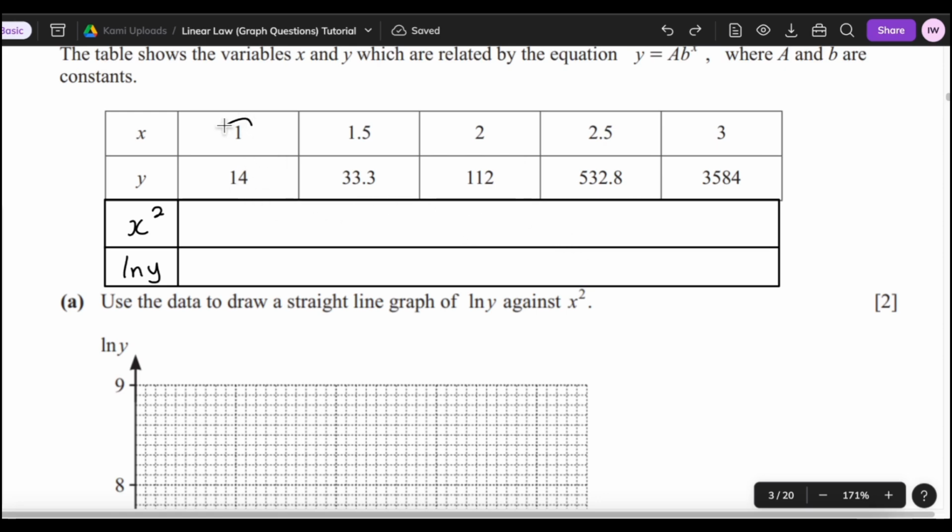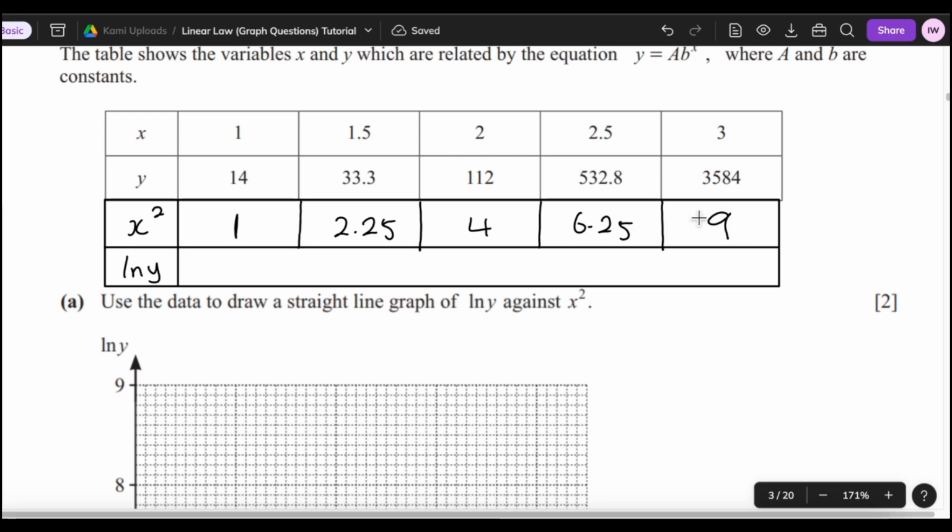If I take x equals 1 and I square that, that's going to be 1 squared, which is 1. If I do 1.5 and then I square that, that is going to be 2.25. If x is 2, then 2 squared should be 4. If x is 2.5, 2.5 squared should be 6.25. And if 3 is squared, that should give me 9.